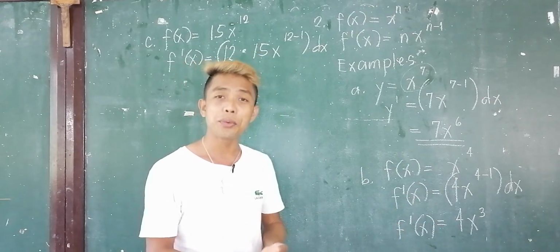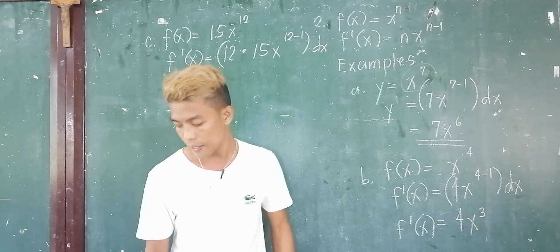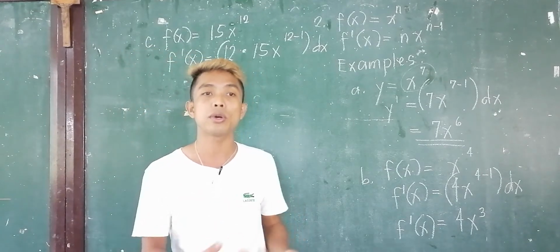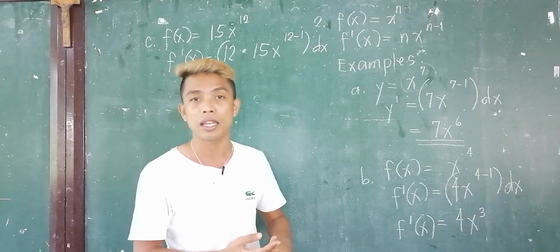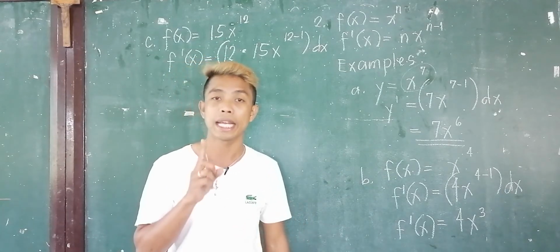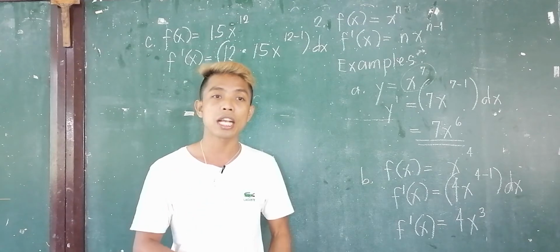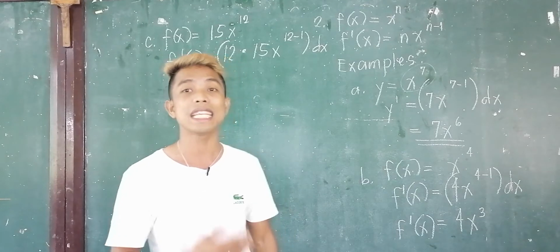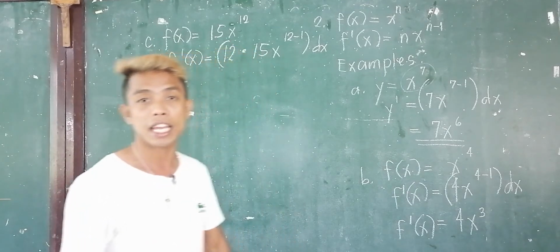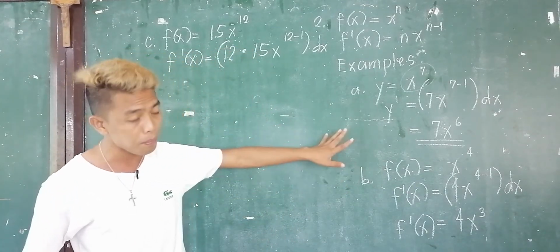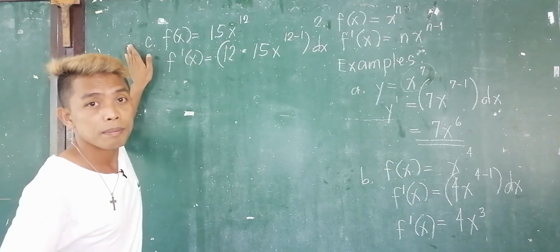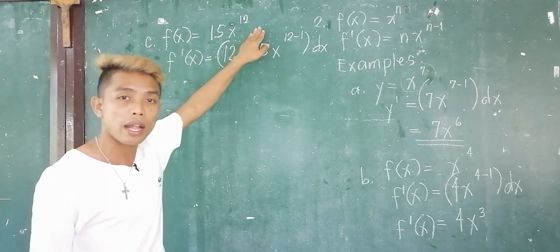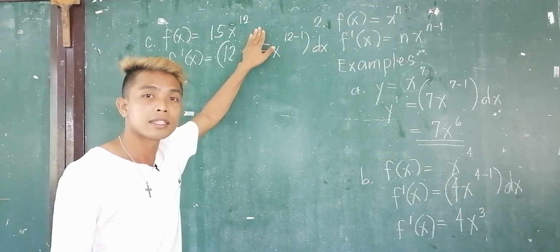Question, how do you know the numerical coefficient? When you are given an algebraic expression without a number in front of the letter, automatically, the numerical coefficient is 1. However, if it is negative, for example, negative x, the numerical coefficient is negative 1. That is why our answers in A and B differ from letter C, because the numerical coefficient of 15x raised to 12 is no longer 1.